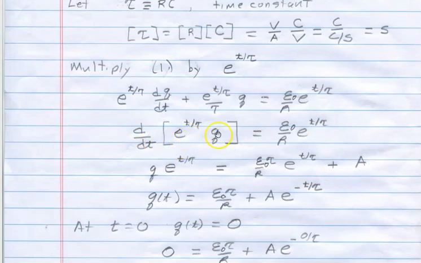The indefinite integral of a derivative is just the thing that's in the brackets. And the indefinite integral of e to the t over tau is just the exponential back again times tau. Again, you can differentiate that and you'll find that you'll get to here. And so our general solution to that differential equation is this, where A is at this point an integration constant.